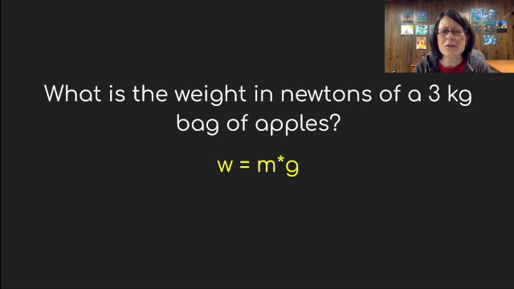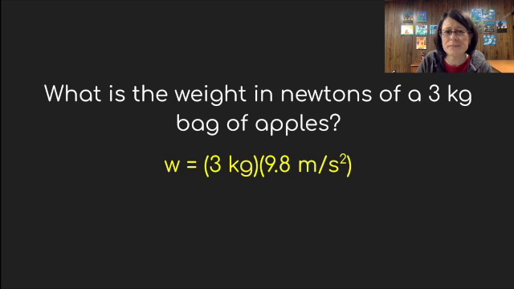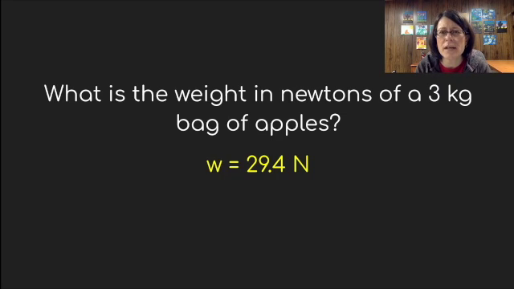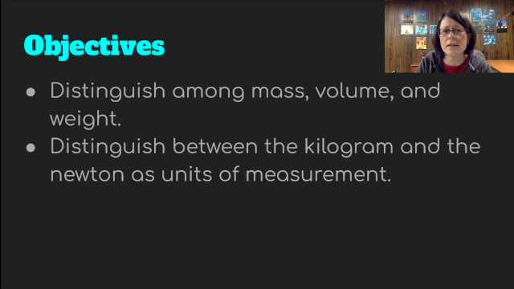So what is the weight in newtons of a 3-kilogram bag of apples? We always write the equation down first for any of these problems. We then plug in the numbers. So weight equals 3 kilograms for the mass times 9.8 meters per second squared for the acceleration. When we multiply those numbers together, we get 29.4 newtons. The newtons comes from the fact that a newton is a kilogram times a meter per second squared. We'll be doing more problems like these in class.